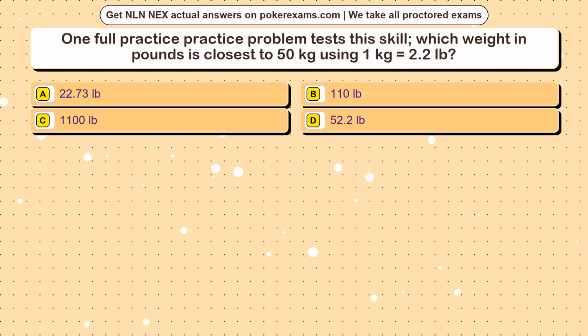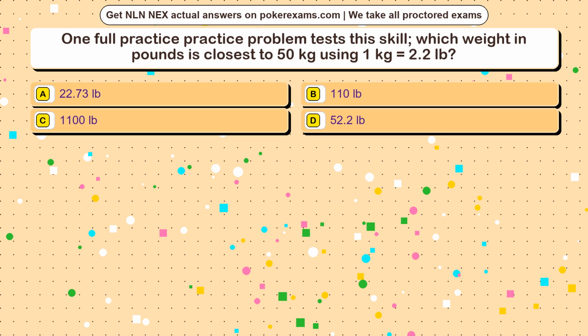Question 11. One full practice problem tests this skill. Which weight in pounds is closest to 50 kilograms using 1 kilogram equals 2.2 pounds? Option A, 22.73 pounds. Option B, 110 pounds. Option C, 1,100 pounds. Option D, 52.2 pounds.